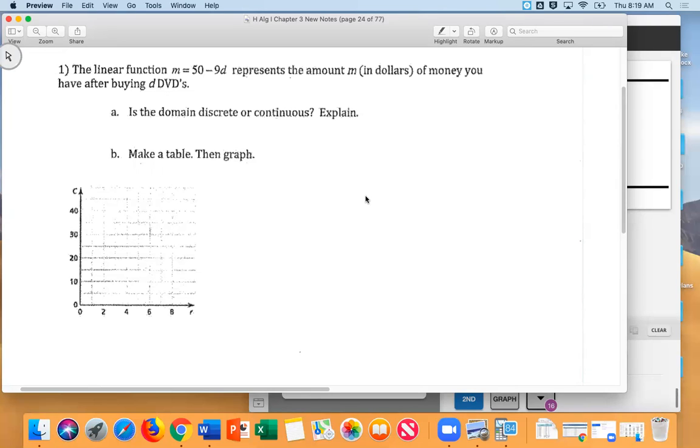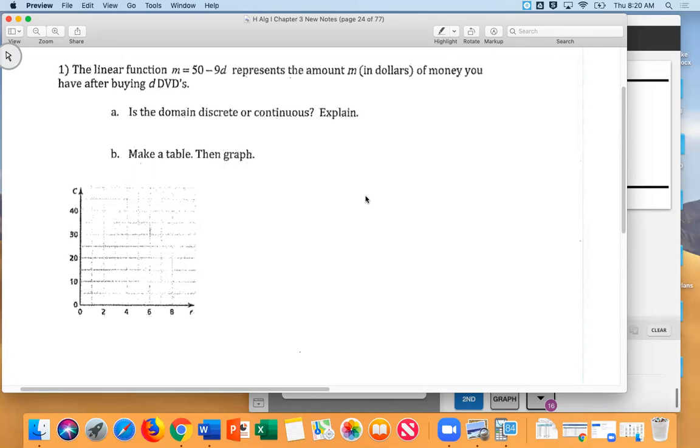All right. I know you guys aren't done, but I want to go over this one. It says the linear function m equals 50 minus 9d represents the amount of money, m in dollars, you have after buying d DVDs. Okay? So let's talk about this. And I'm going to pick on, who's here? Delaney? Yeah. Delaney. All right, cool.